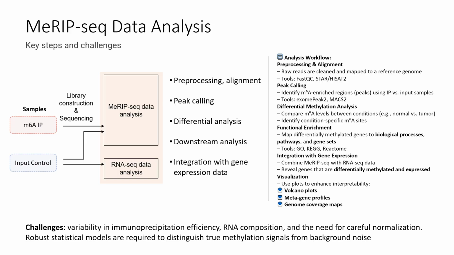Despite its utility, MeRIP-seq presents several analytical challenges. These include variability in immunoprecipitation efficiency, RNA composition, and the need for careful normalization. Robust statistical models are required to distinguish true methylation signals from background noise. As far as we know, there is no widely adopted standardized analysis workflow, which can be a barrier for new users. To address this gap, our team has developed a reproducible, cloud-ready learning module that guides users through the complete MeRIP-seq pipeline. Structured across several modules, it provides an end-to-end framework from raw data to interpretable results.